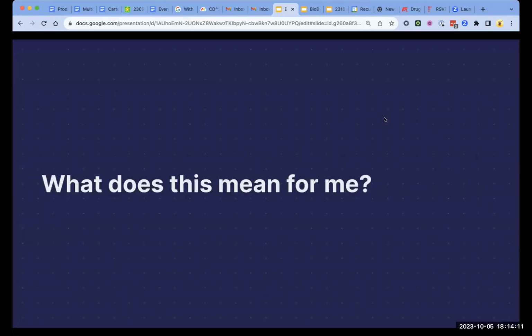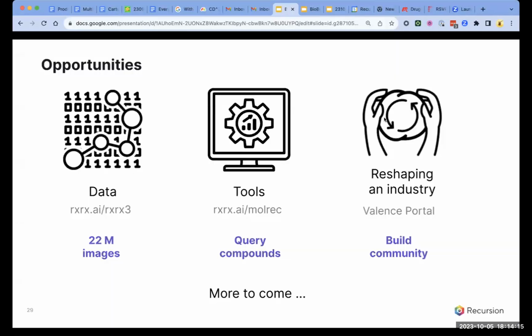So all of you out there are probably asking, great, this is really cool work. What does this mean for me? I think there's 3 ways that you can take away something from this talk. The one is the data that I talked about. There are 22 million images that you can take, play with, experiment with, build models around, and see how this actually works. The second way is the tools that I talked about.